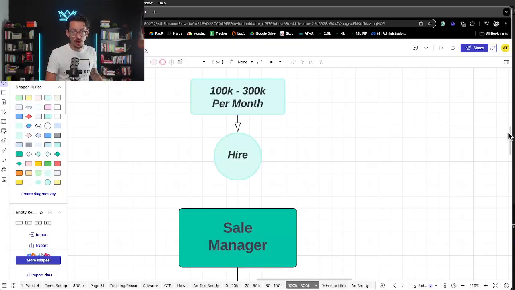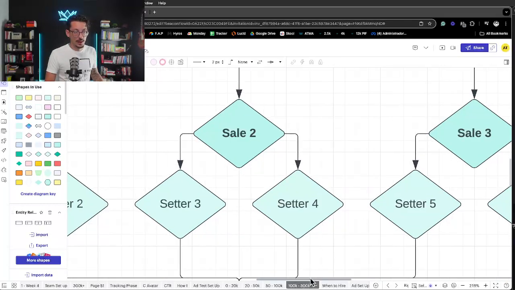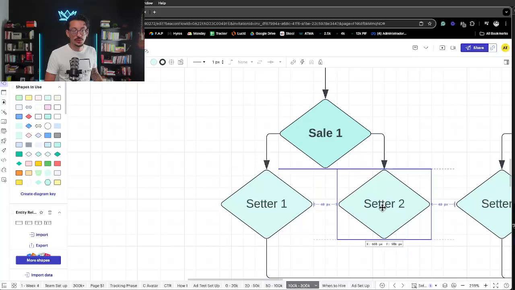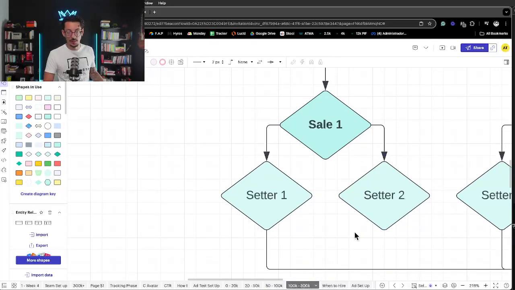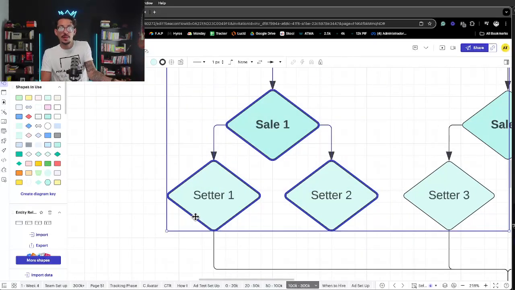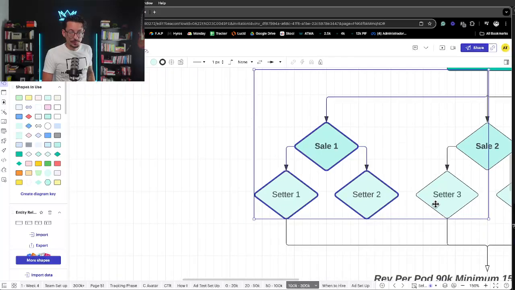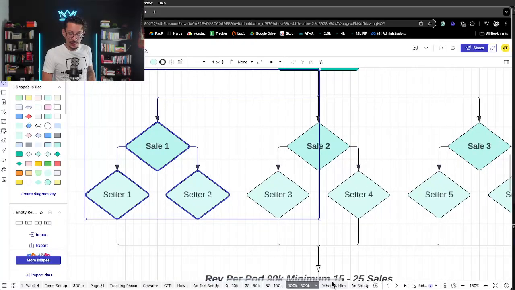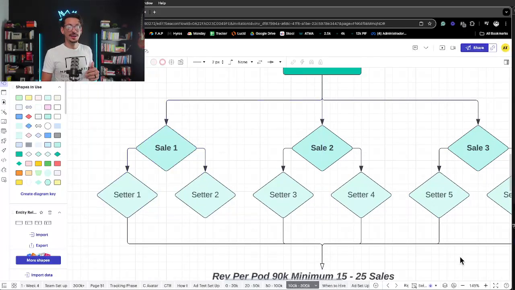So let's say you're at 100K a month and you have 1 salesman, 2 setters, and then the client success here at the bottom, let's say, right? If you want to scale beyond that, you've got to build the team that you built for the first one multiple times, right? It sounds easy, but it's actually very hard.